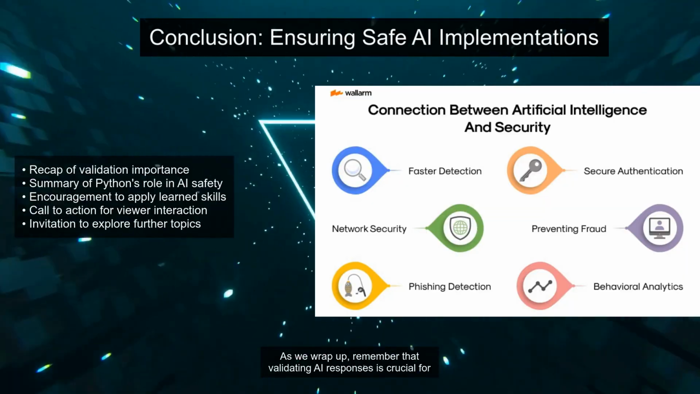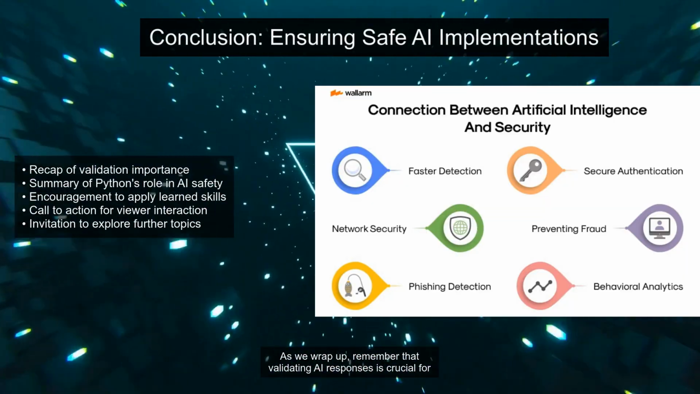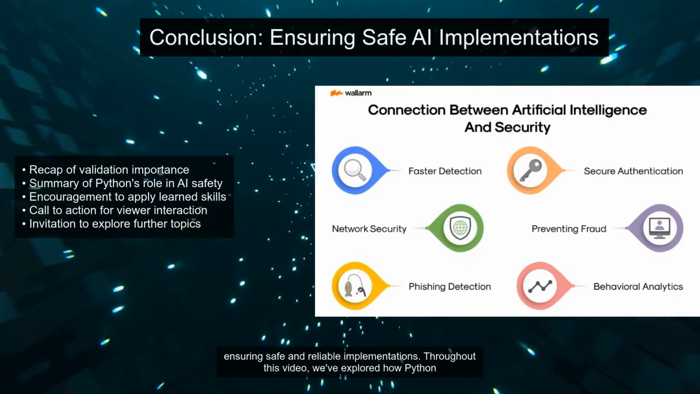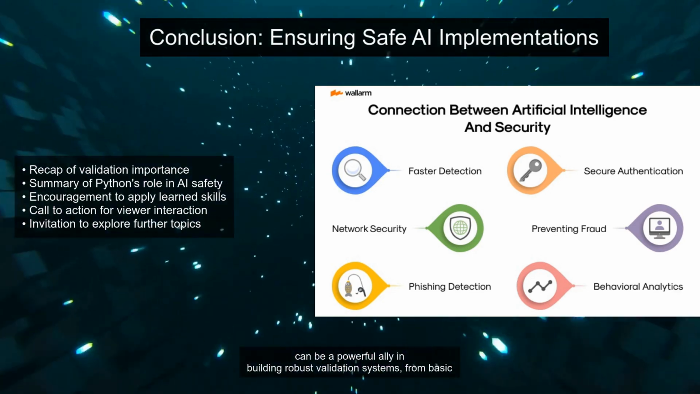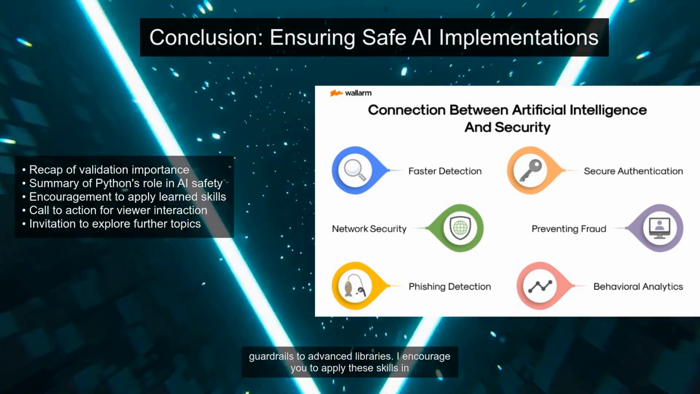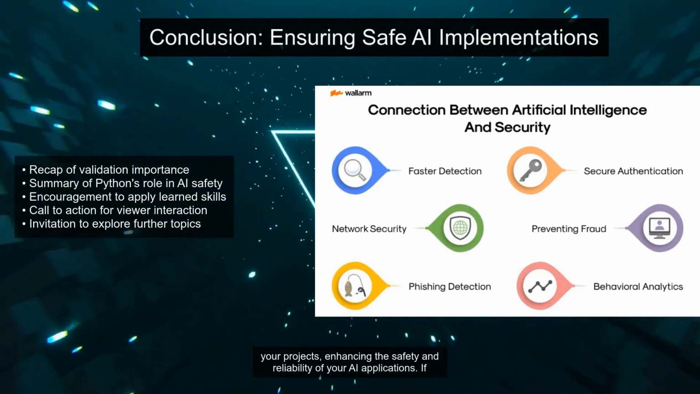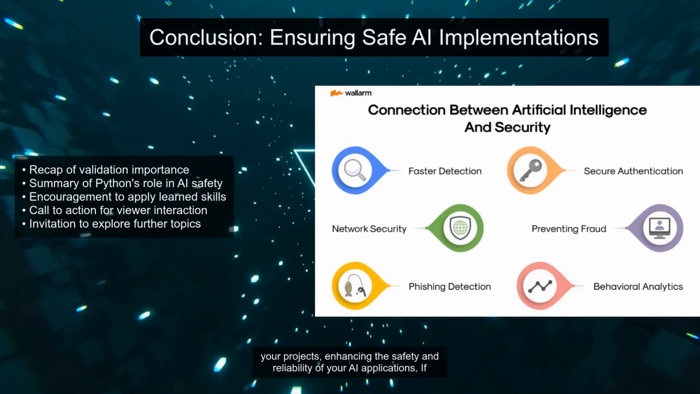As we wrap up, remember that validating AI responses is crucial for ensuring safe and reliable implementations. Throughout this video, we've explored how Python can be a powerful ally in building robust validation systems, from basic guardrails to advanced libraries. I encourage you to apply these skills in your projects, enhancing the safety and reliability of your AI applications.